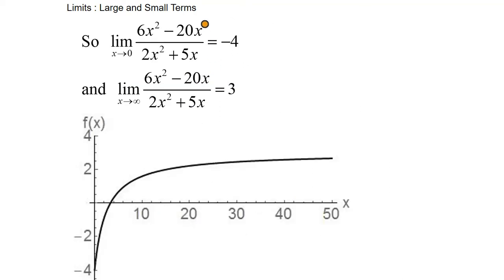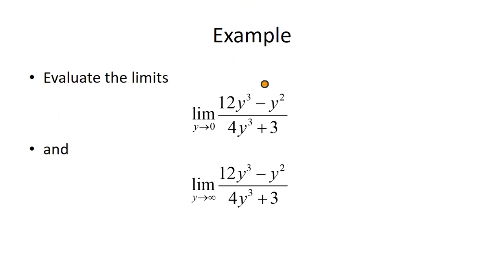We have evaluated the limit of this expression as x becomes close to 0 and as x becomes very large. And we can actually see, yes, we've got those limits, but let's just draw a graph of the situation and we can see that, yes, here is our function, 6x squared minus 20x divided by 2x squared plus 5x. As x tends to 0, it tends to minus 4. As x becomes larger and larger, it's tending to 3.